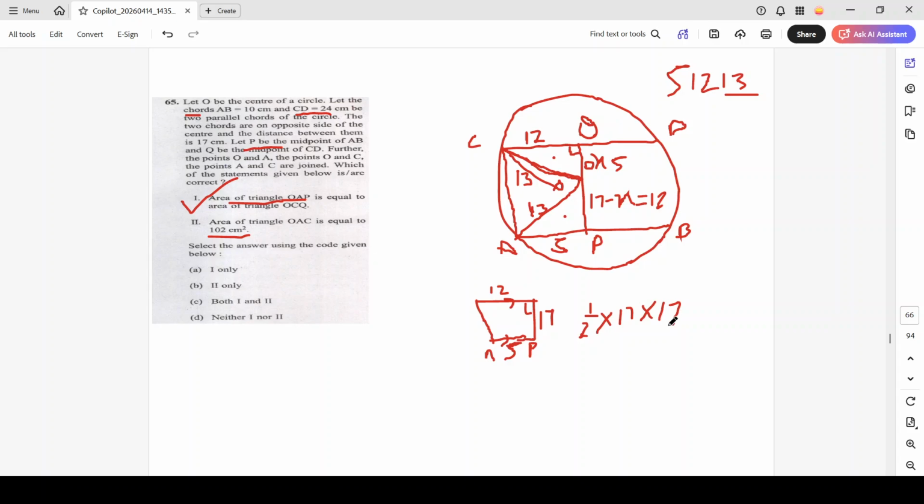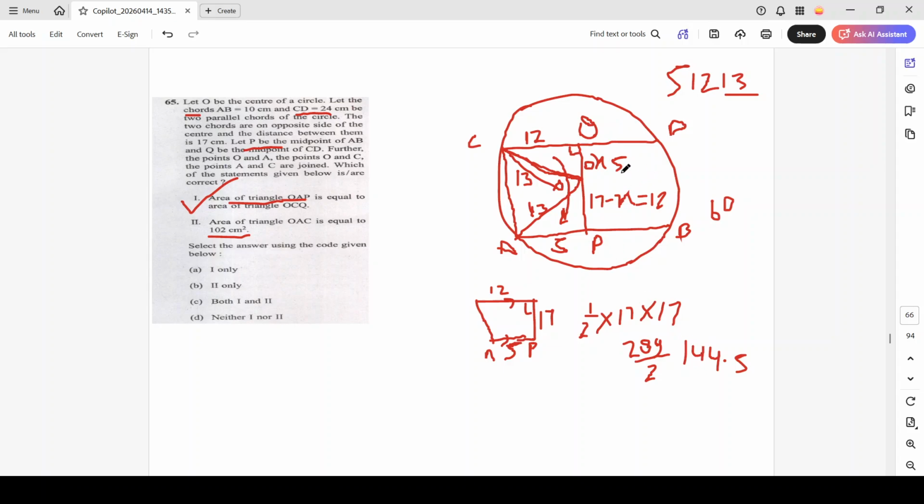Okay, so what will it become? 289 by 2. So what is it? 144.5, the area of this complete trapezium. But we know that the sum of these two areas is what? 30 plus 30 is equal to 60.